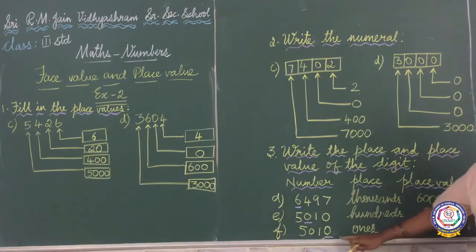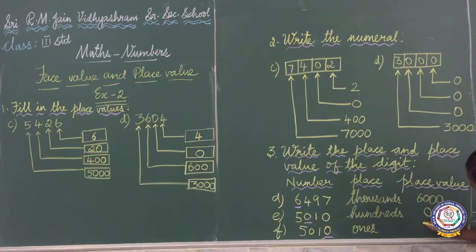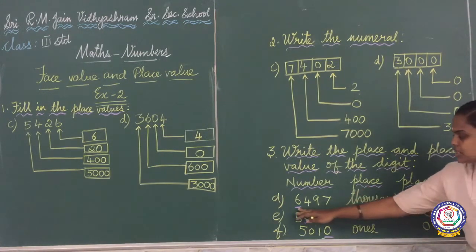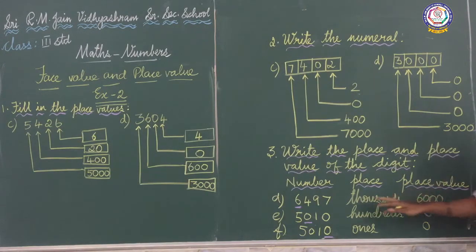Next, what is the place? It's ones. What is the place value? Face value means the number itself. Place value means the position at which the number is placed. So like that we have to write. Place means at which it is placed. The place value means the value of the number. Place means ones, tens, hundreds, thousands you have to write.